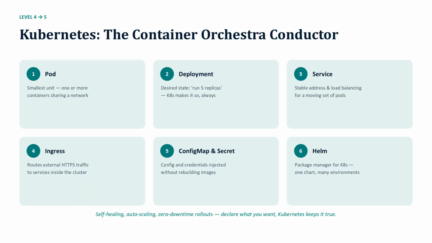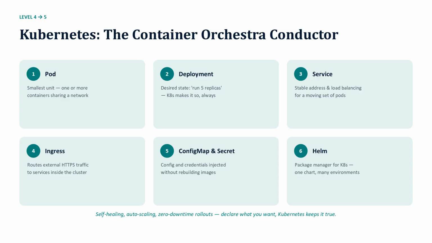1 container is easy. 500 containers across 30 servers, surviving crashes and traffic spikes? That's why Kubernetes exists. Kubernetes is a container orchestrator. You declare the state you want, and it works continuously to keep that state true.